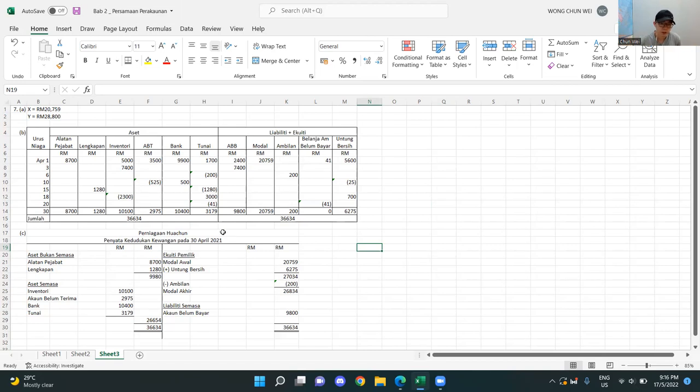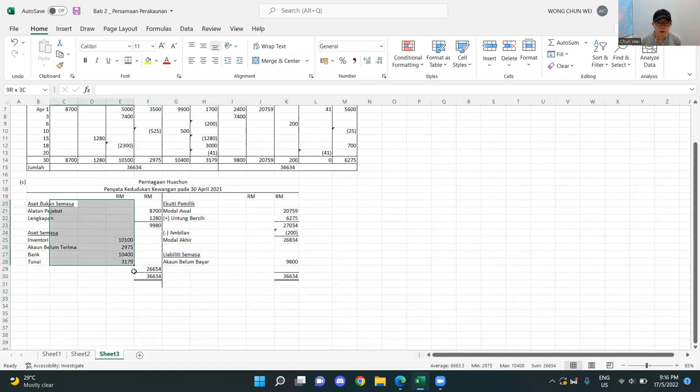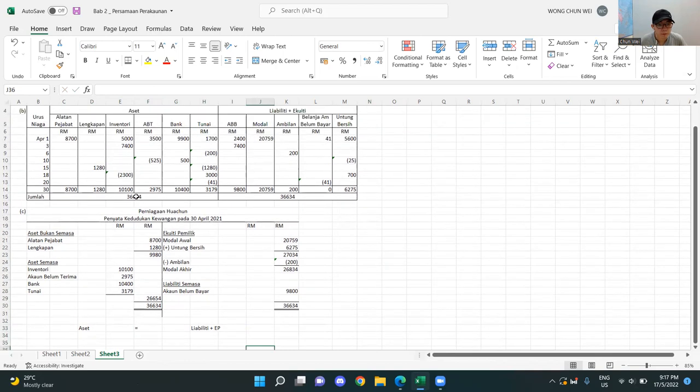The fact is, if you look at this PKK, it's actually the formula. Here is the asset equals to the liability plus equity per mil on your right side. Equity per mil, EP. Is it not? So here is all the jumlah asset, and here is all the liability plus equity per million. That's why the figure here and here is the same. Take note of that.